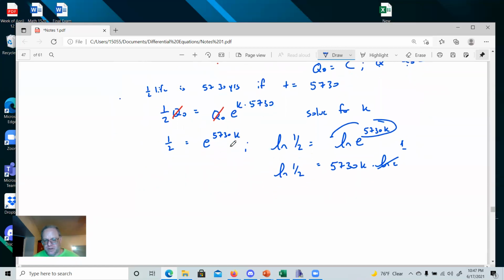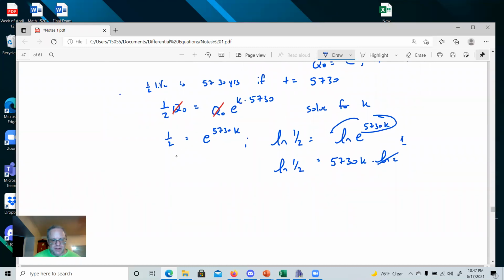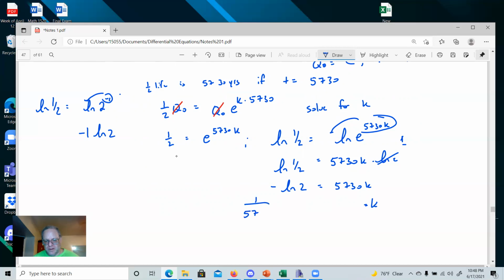Now, when I learned how to do this, the trick they always pull on me, they say, well, natural log of a half is equal to the natural log of 2 to the negative 1, right? And then we can pull the same thing down and say, well, this is negative 1 times the natural log of 2. So you will often see that, and I'm just used to doing the problem this way, so I think it keeps it a little bit cleaner when we don't have quite the fractions to deal with. K is equal to 1 over 5,730 times negative natural log 2. That's my K.